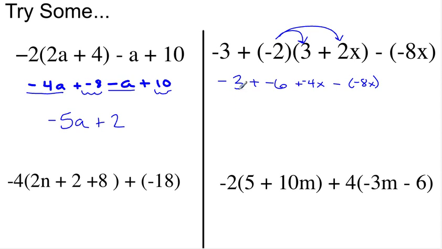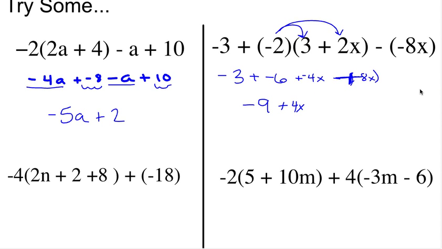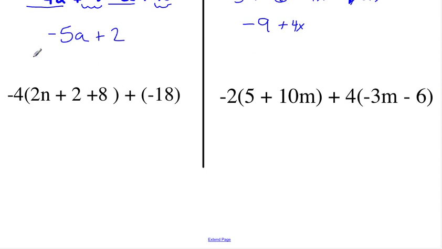So we have negative 3 plus negative 6, negative 9, negative, negative. This will turn into additive inverse of a positive. So that's going to give me 4x. Last 2 problems for you. We're going to take this. Negative 4 times 2 is negative 8n. Negative 4 times 2 is negative 8. Negative 4 times 8 is negative 32.